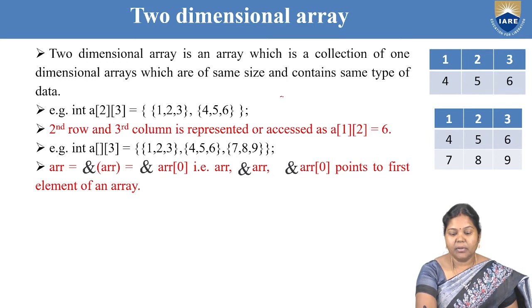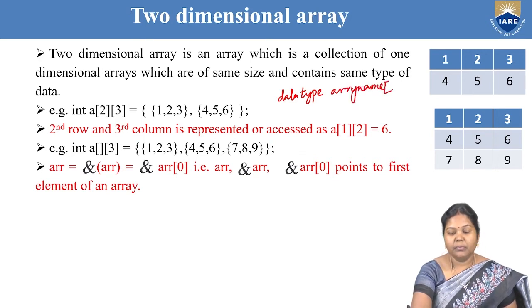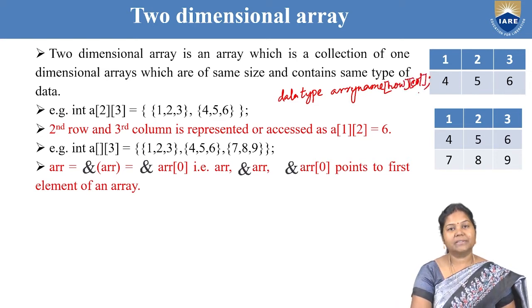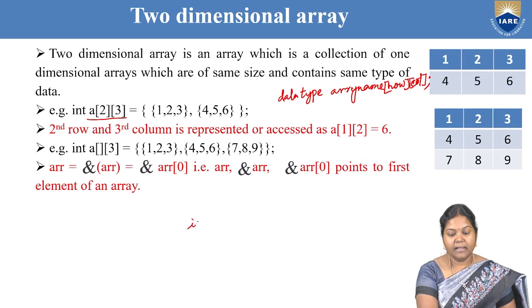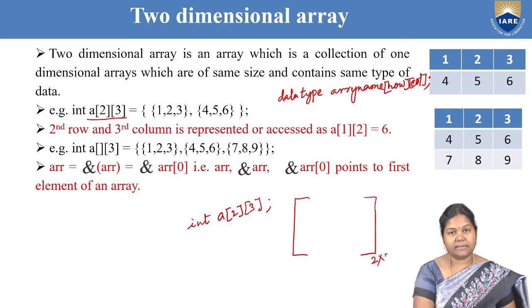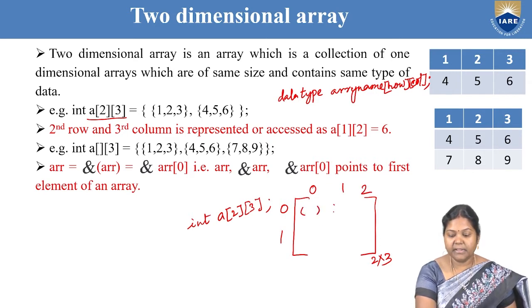While declaring, you have to write the data type followed by the array name, and within brackets, you write the row and column sizes. This is the general declaration of a 2-dimensional array. If I write int a[2][3], you have to understand that it is nothing but a 2 by 3 matrix, with 0th row and first row, and 0th column, first column and second column. And each value will have an index position.